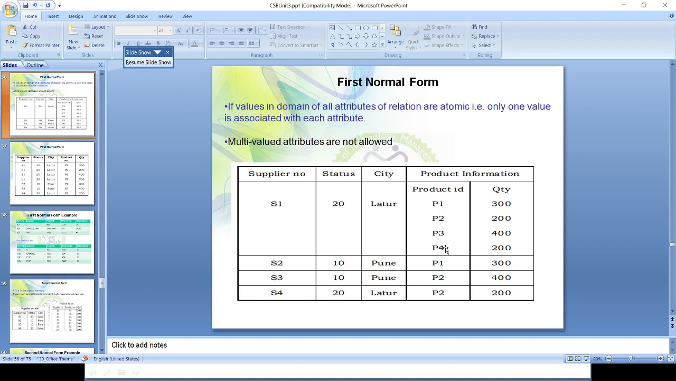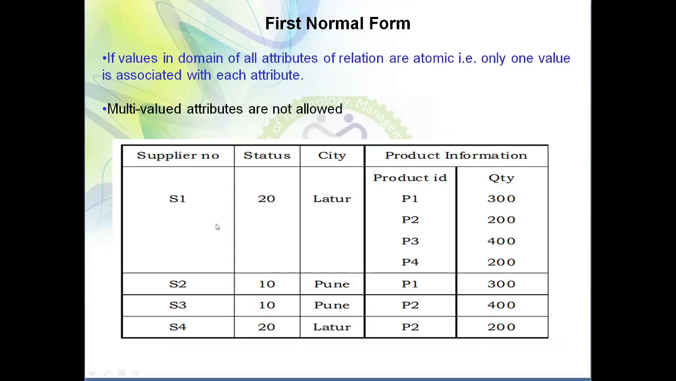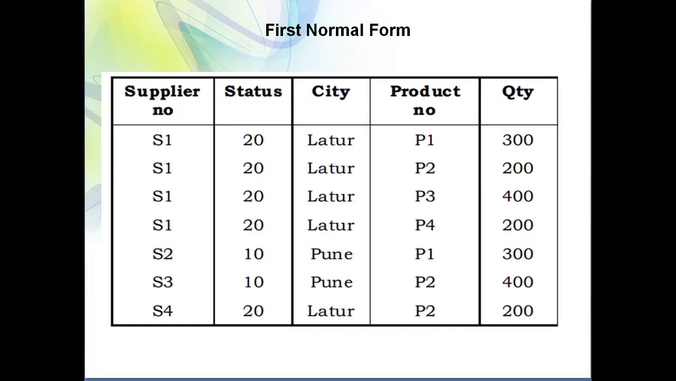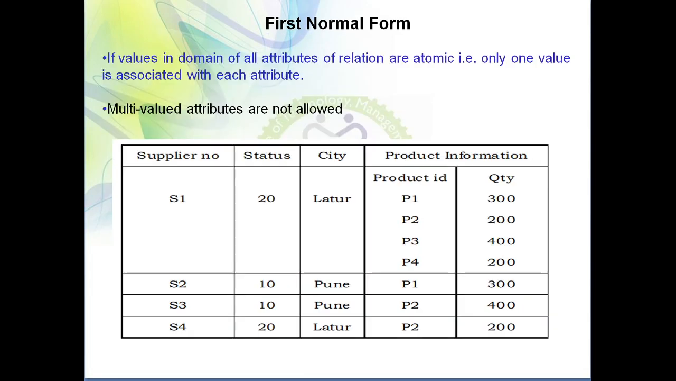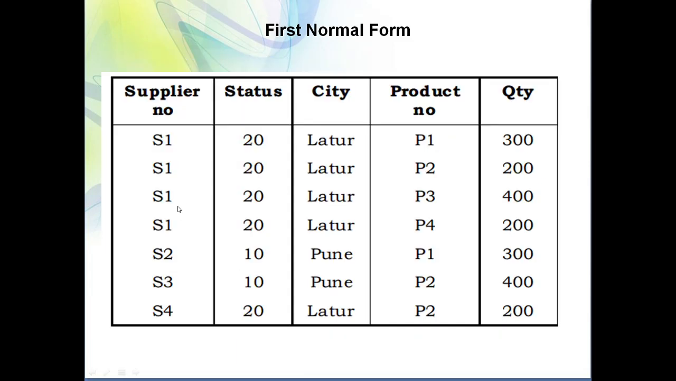But in this case, when we take the intersection of row and column, we are getting four different values. That's why we can say that this table is not in first normal form. So in order to bring this table into first normal form, we need to perform decomposition. Now let's see what we have done. We have divided this particular row into four rows. S1, 20, Latur, P1, 300. S1, 20, Latur, P2, 200, S1, 220. So now this table is in first normal form.